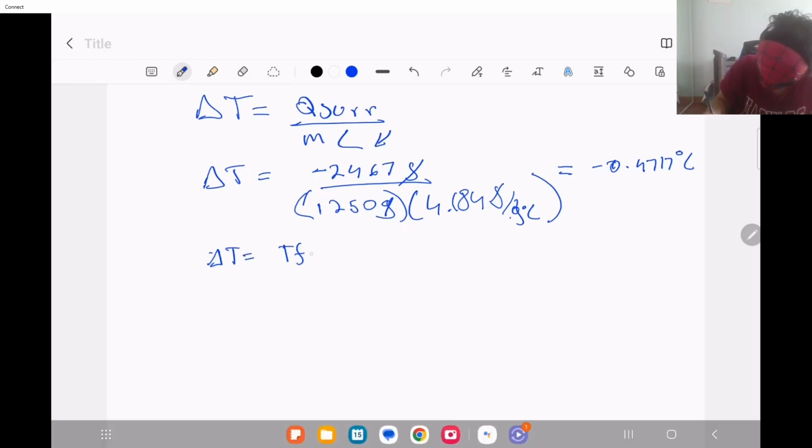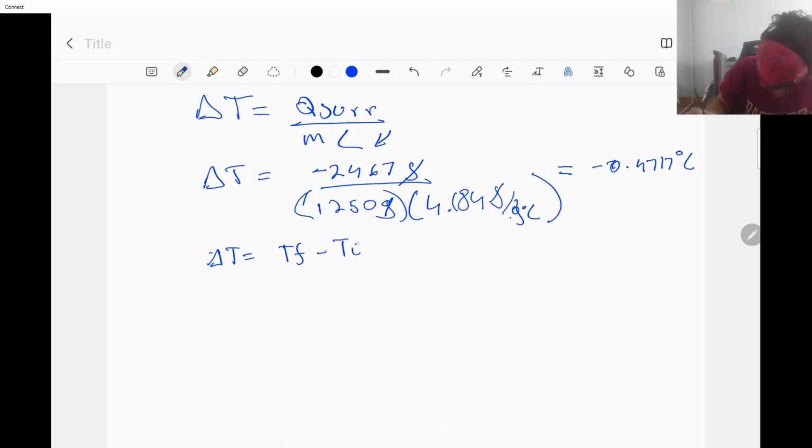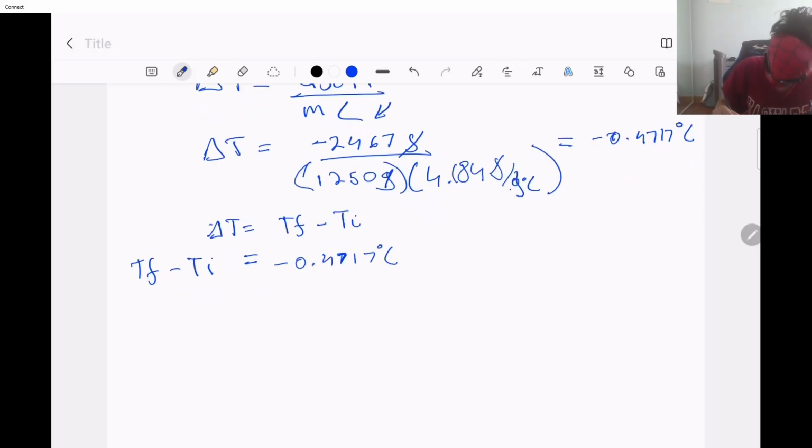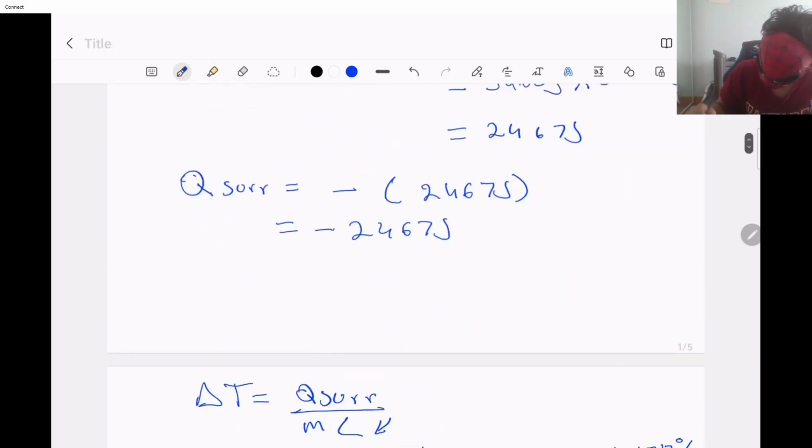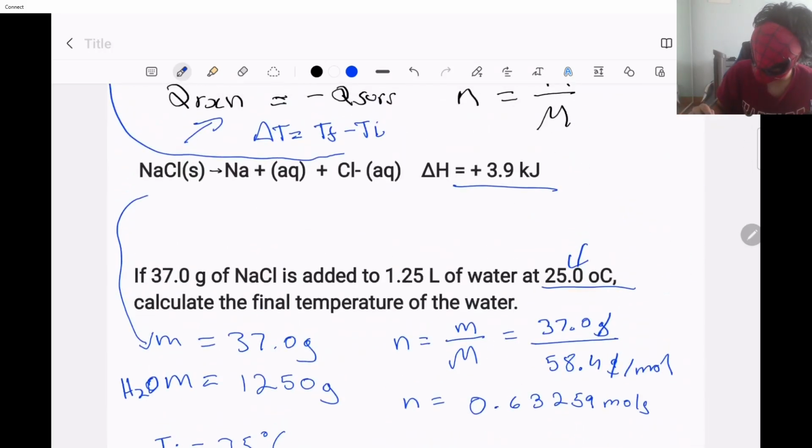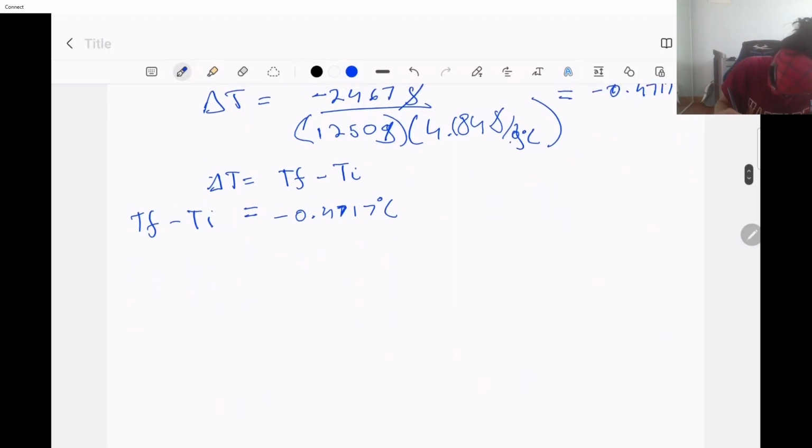T final minus T initial. Since we know this, T final minus T initial equals negative 0.4717 degrees Celsius. We know T initial up here. T initial is given as 25 degrees Celsius. With this in mind, we just plug in the values we know.